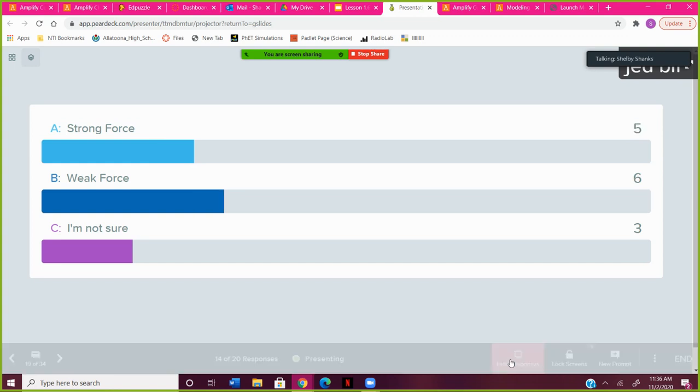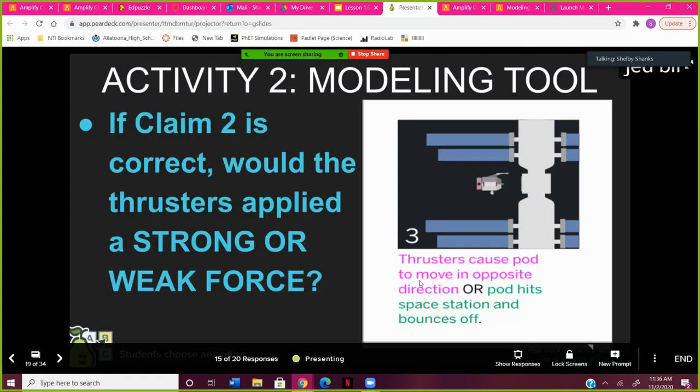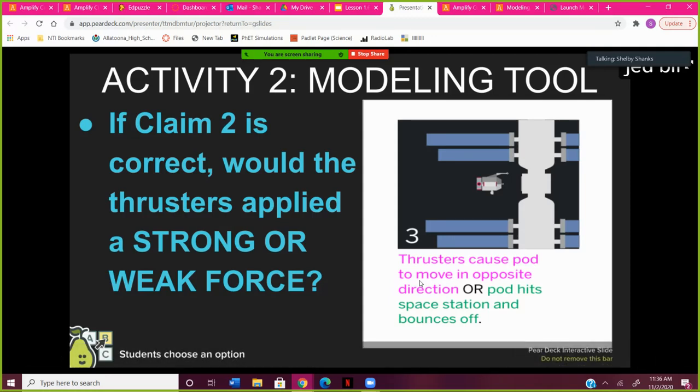All right, so let's think about this. If claim 1 was correct, and the thrusters caused the pod to move in the opposite direction, we know that there's a stronger force. Okay, there's a stronger force than the velocity.